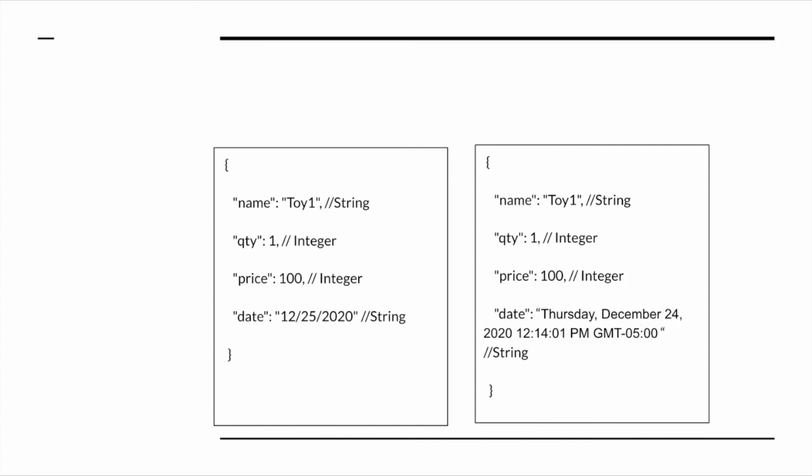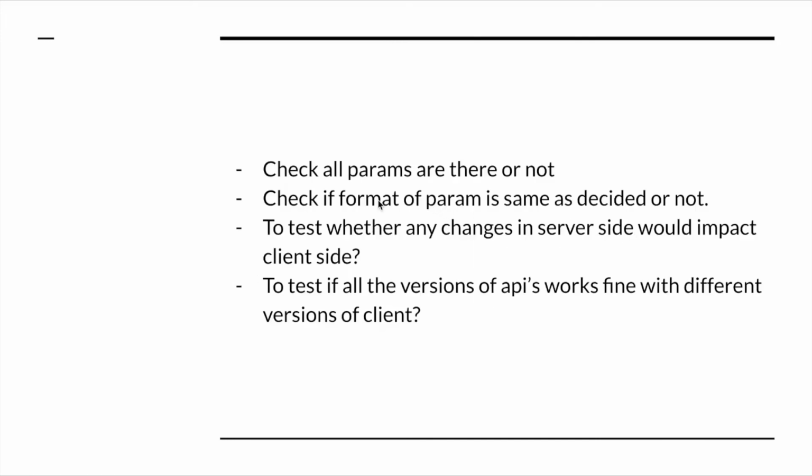So, to avoid this error, you can test your API on different scenarios and check whether all the parameters are there, whichever are the required fields for your client to show, whether all those mandatory parameters are there in the JSON or not. You can check the format of the parameter if it is the same as you decided or not. You can check if any other changes on the server side would impact any version of the client at any point of time, right? So this is why you need to test to make sure that your client runs smoothly for all the versions at every given point of time.